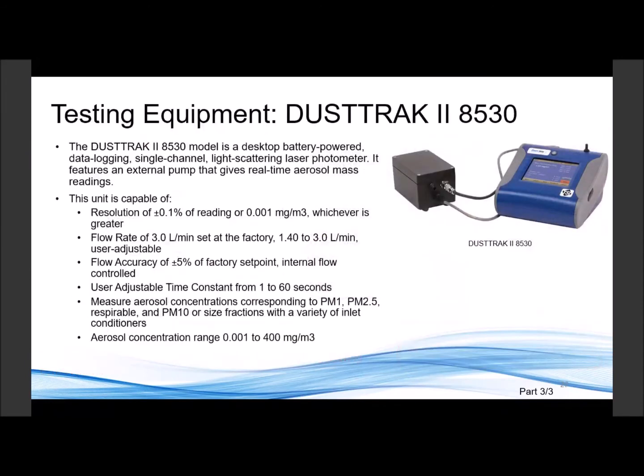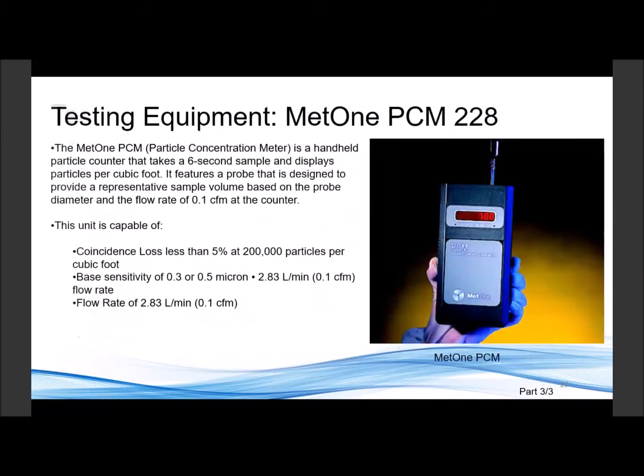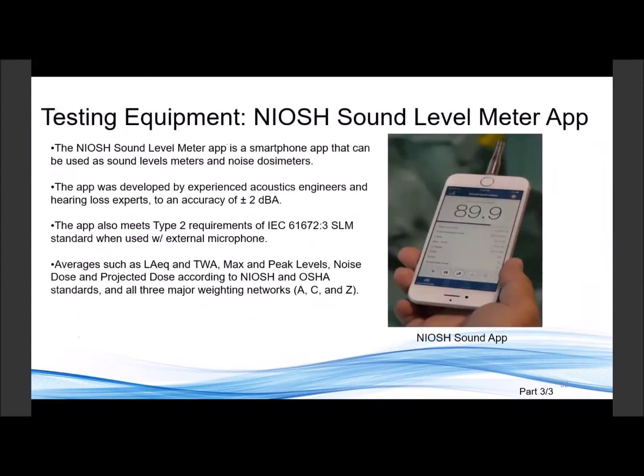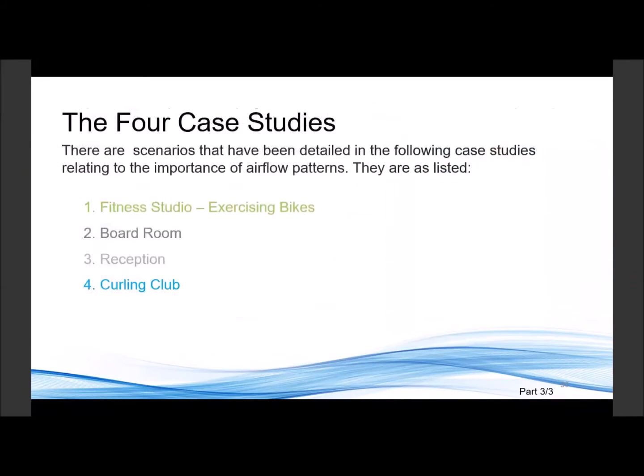This is the equipment that we used: a DustTrak II unit, a MET One unit, and a Dwyer velocity meter. Right now, during these tests, we just used the NIOSH sound level app. In the future, we're following these applications and case studies up by getting some more octave frequency readings.